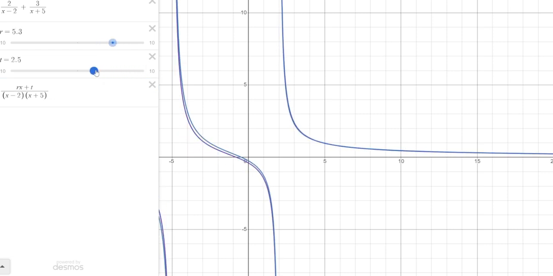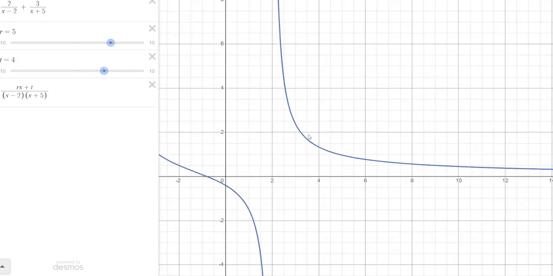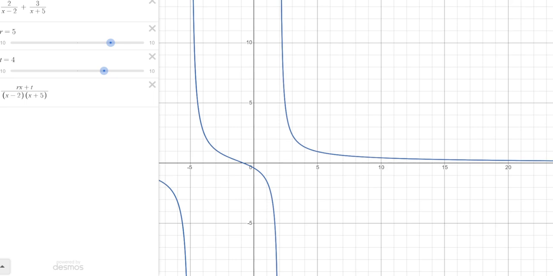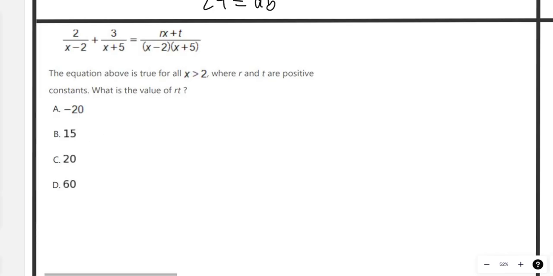Let's say you had no idea how to solve this at all. And you might be able to get pretty close. It looks like this is pretty close. When r equals 5 and t equals 4, it looks like I've matched up those graphs pretty much exactly. So the value of RT would be 20. That's going to be answer choice C.